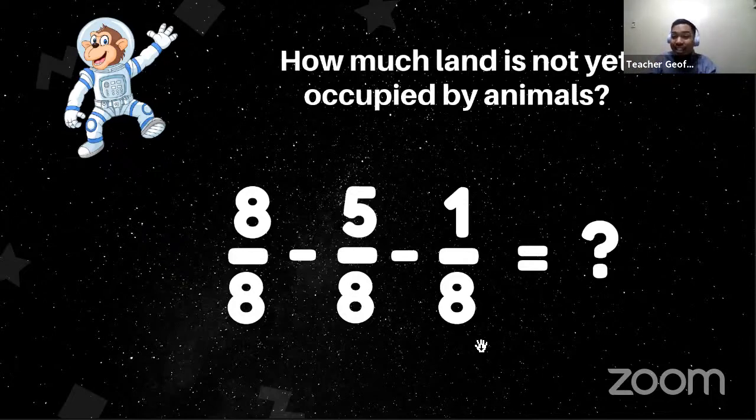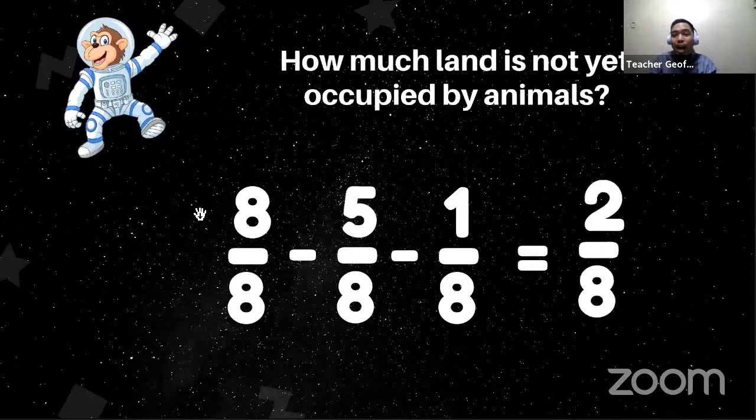Can anyone clap their hands and tell me the final answer? What part of the land is not yet occupied by animals? Hello, Maria Leia. Do you know 8 minus 5 minus 1? What is the answer for that one? 2, 8 po. That's right. Once we subtract 8 minus 5 minus 1, we will just be able to have our numerator, which is 2. That means the land not yet occupied by animals is represented by this whole fraction, which is 2/8. Okay? Thank you very much, Maria Leia.